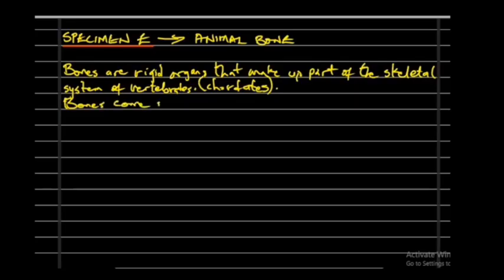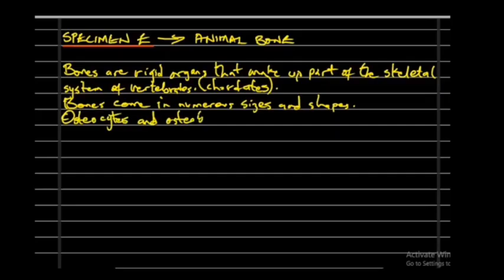Bones come in numerous sizes and shapes, and they are formed by some bone cells called osteocytes and osteoblasts. Osteocytes and osteoblasts are involved in bone formation.